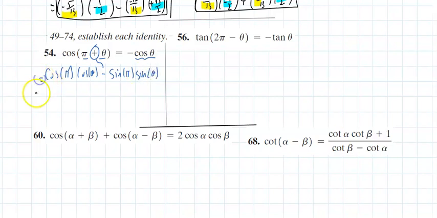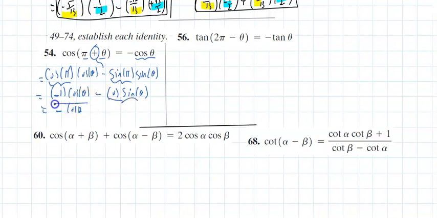And cosine of pi is negative 1 times the cosine of theta. Sine of pi is 0 times sine of theta. And remember, you're only allowed to play with one side of the equation. That's negative cosine of theta, and that's a 0, and that's pretty much what I have on the right-hand side. So, I work with those.